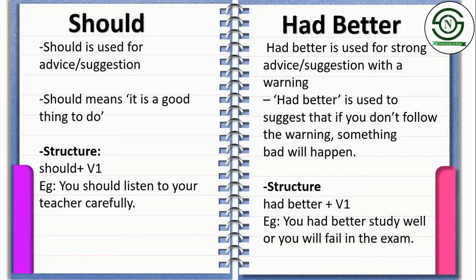Then there is a kind of warning. There is a kind of bad consequence. The bad consequence is, or you will fail in the exam. As this example includes the bad consequence, therefore we are using you had better study well or you will fail in the exam.